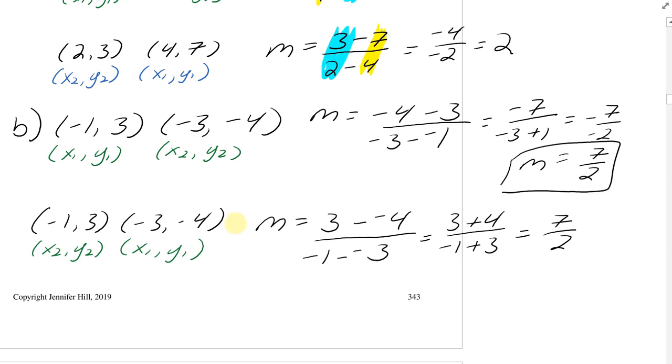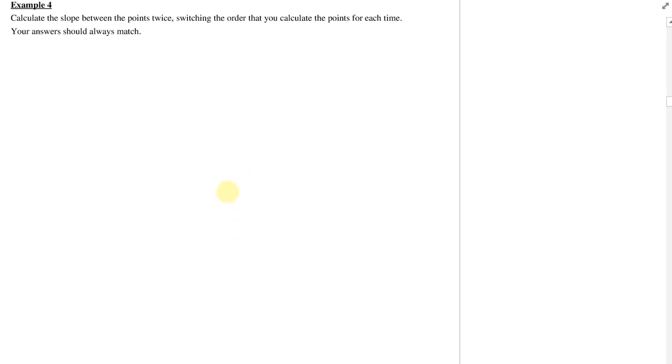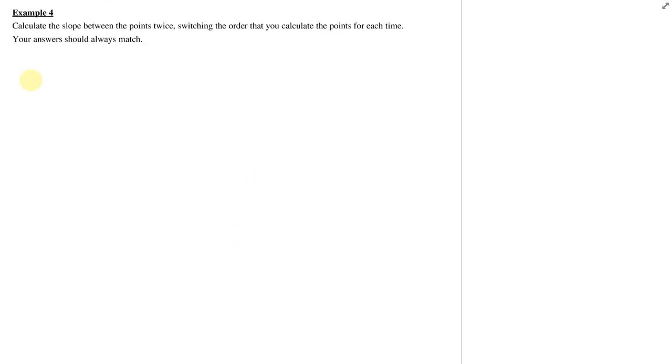Okay, so let's move on to the next page now. Same idea, but with a slight twist. So now, I want you to calculate these two slopes, the one between 3, 4, and then the one between 3, 7. And you only have to calculate it one way, by the way. You don't have to do it twice. I know it says here you have to do it twice, but I'll cut you a break.